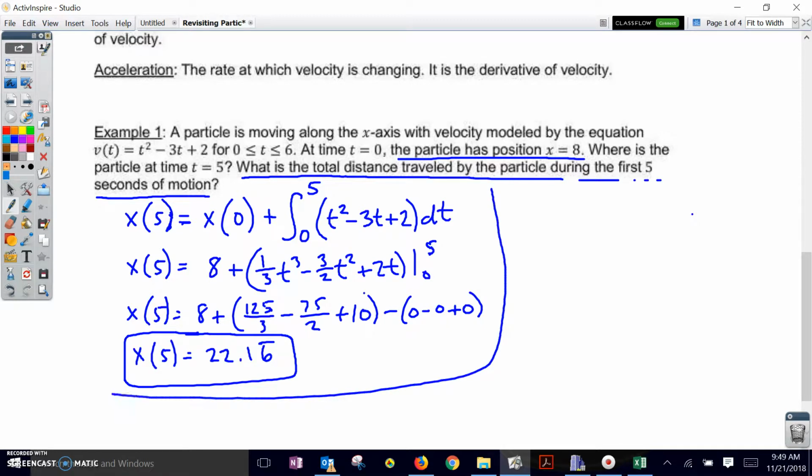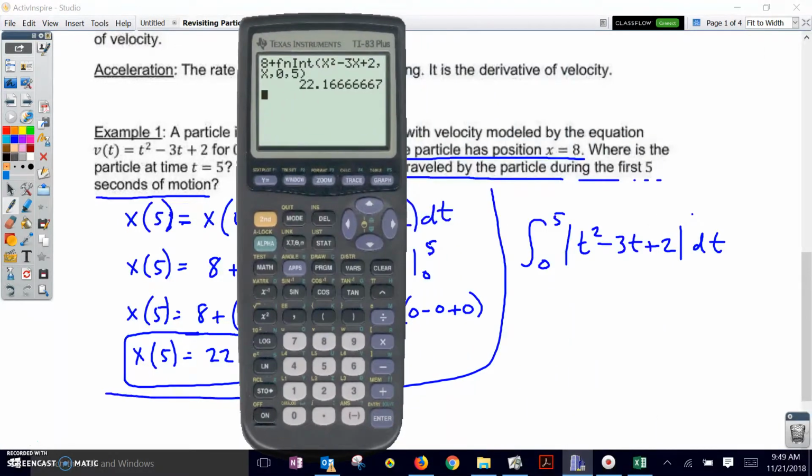So to answer this second question, we are just going to take the integral from 0 to 5 of the absolute value of this. And I could go through and find out where the particle changes direction on that time interval, but I really don't need to. If I have a calculator in my hand, I can just go ahead and use the numerical integral function for the speed.